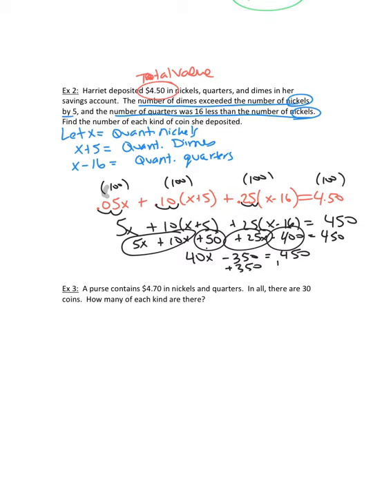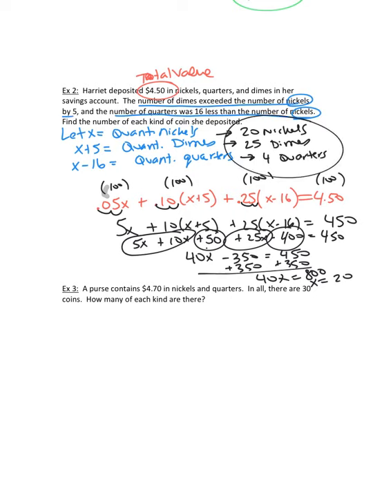I'm going to add 350 to both sides. I have 40x equals 800. Divide both sides by 40. X equals 20. So that takes me back up here. My quantity of nickels is 20 nickels. Quantity of dimes is 20 plus 5, 25 dimes. And quantity of quarters is 20 minus 16, which is 4 quarters. Okay, we'll do more like this in our class today. Thanks.